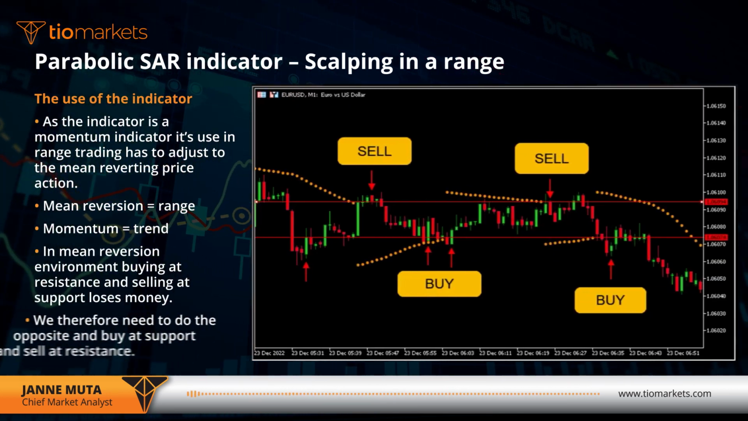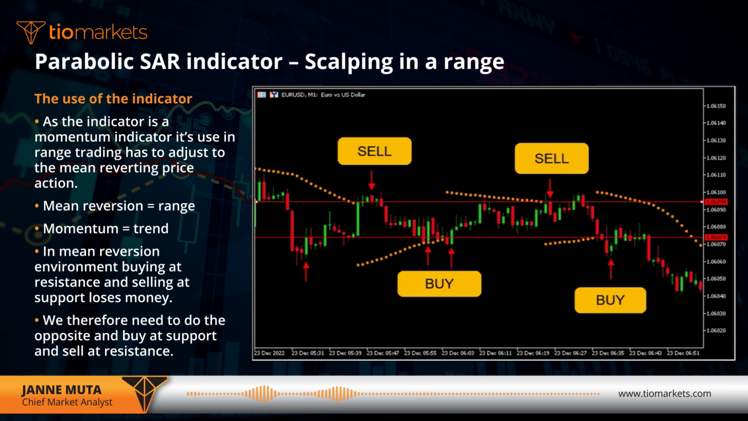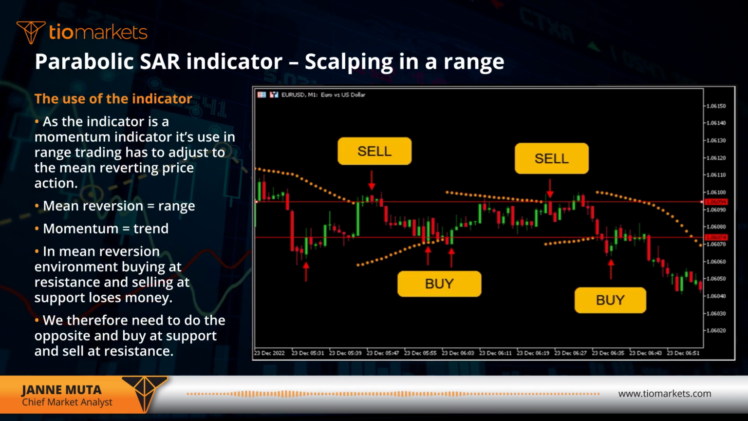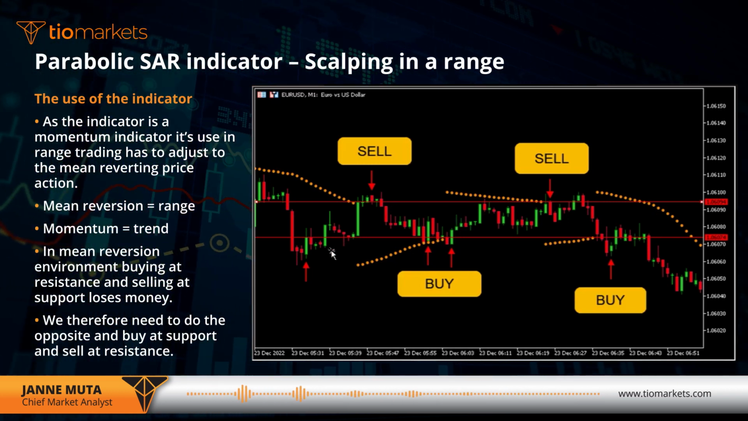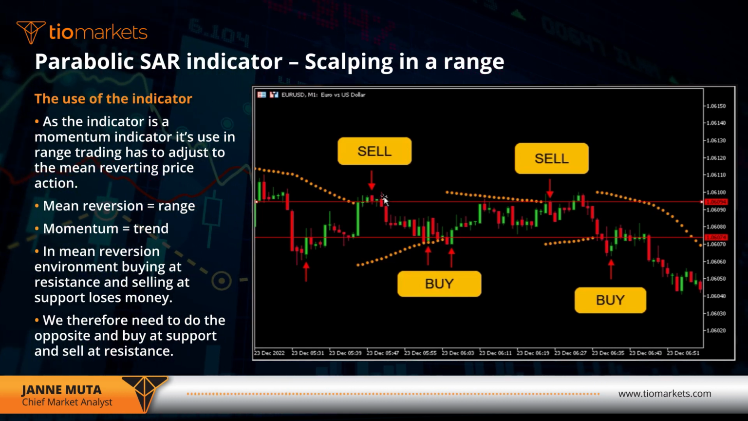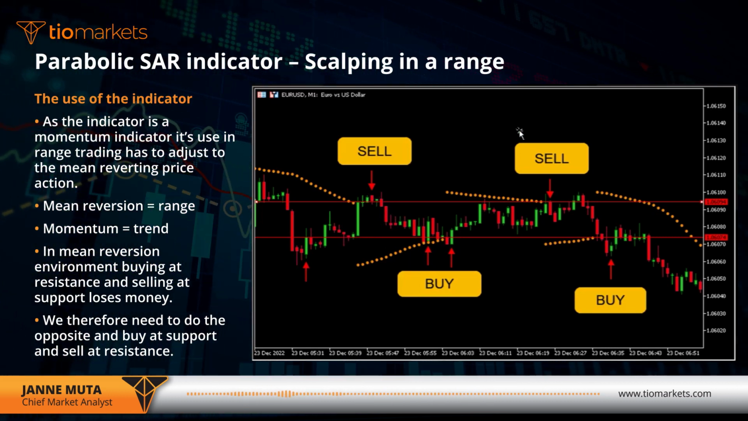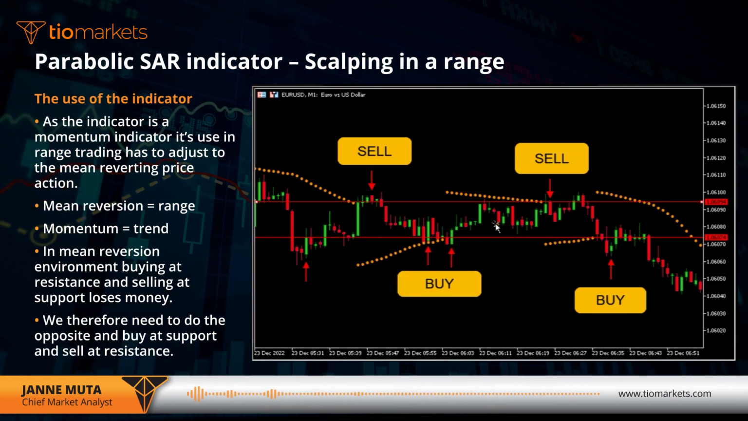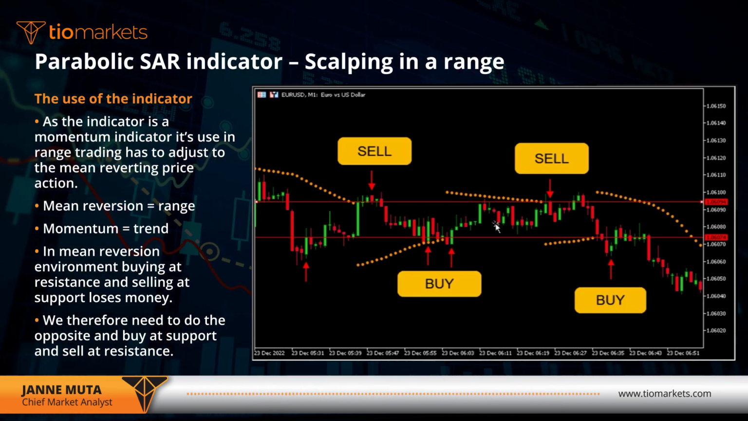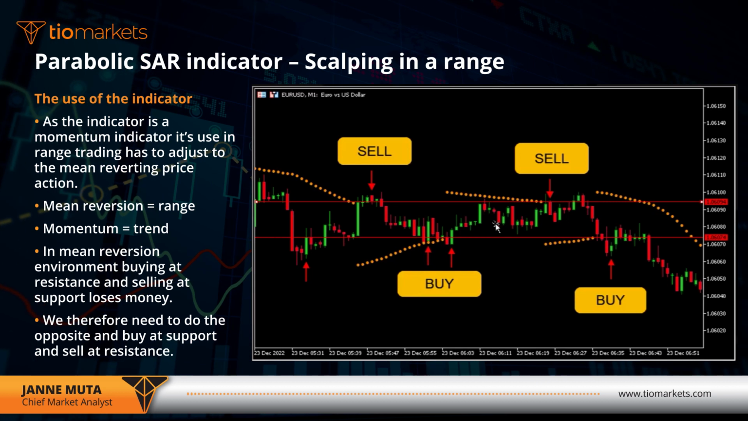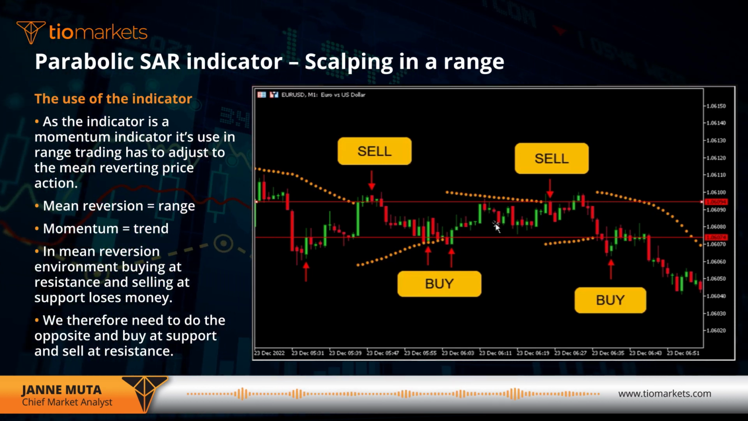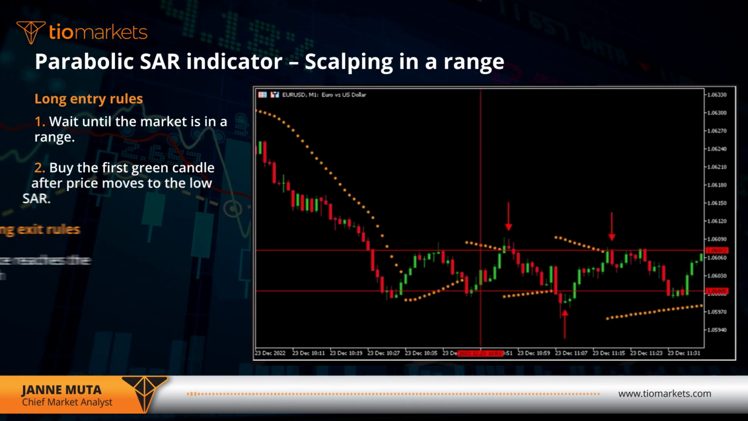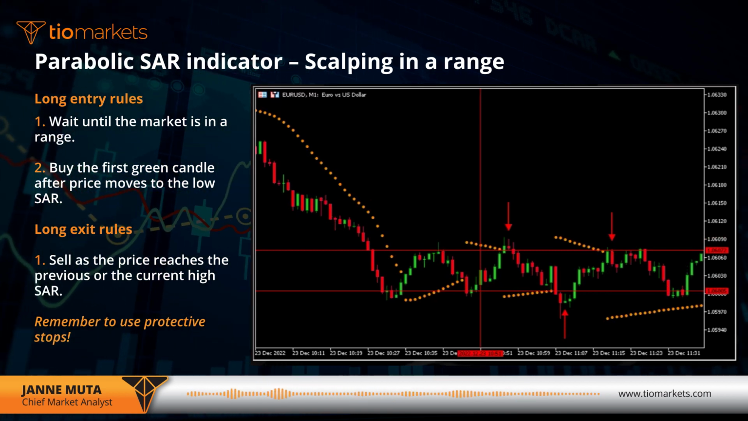So as this is a momentum indicator, its use in range trading has to adjust to the mean reverting nature of price action. So when you have a range, that means that you have price reverting to the mean. There is no momentum. The price is reverting to the mean over and over again. In a mean reversion environment, buying at resistance and selling at support loses money. So we therefore need to do the opposite and buy at support and sell at resistance.